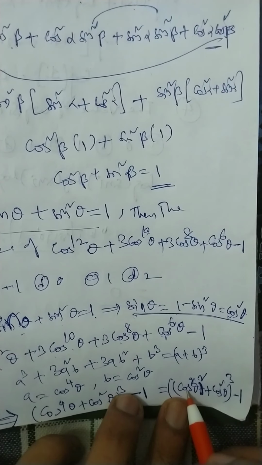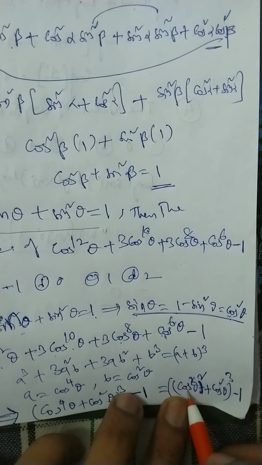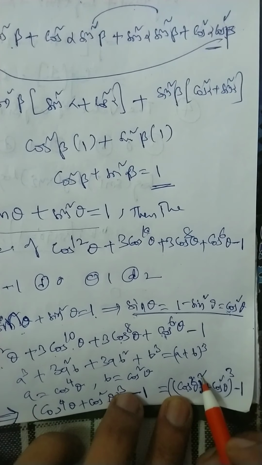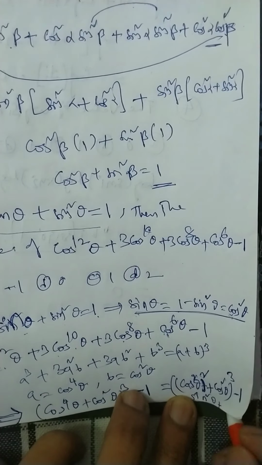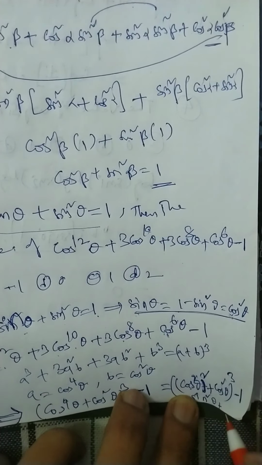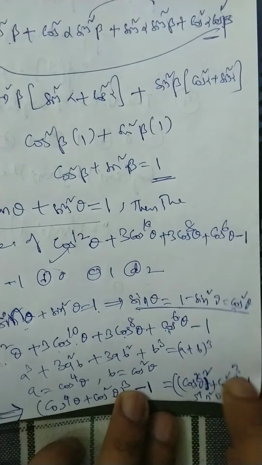So this cos square theta I am replacing as sin theta. Sin theta power 2 becomes sin square theta. So this value is equal to sin square theta plus cos square theta minus 1. And sin square theta plus cos square theta value is 1. So 1 minus 1, 0. So the option for this problem is 0.